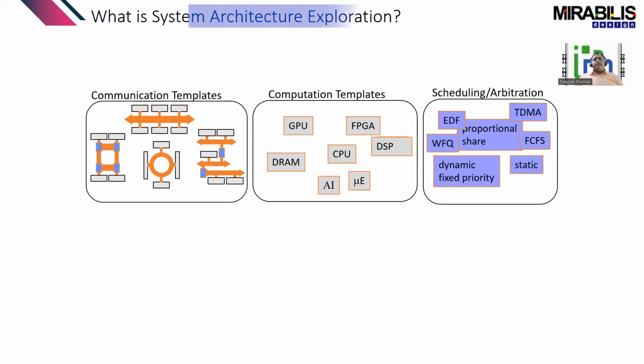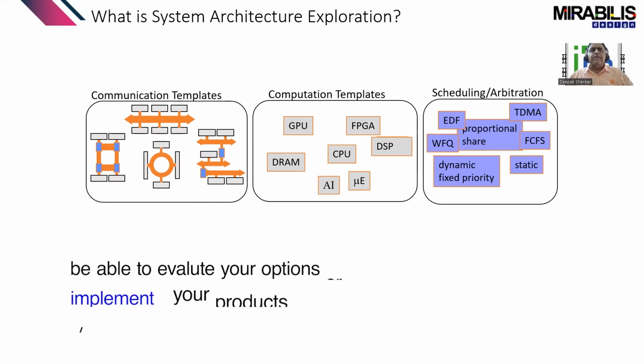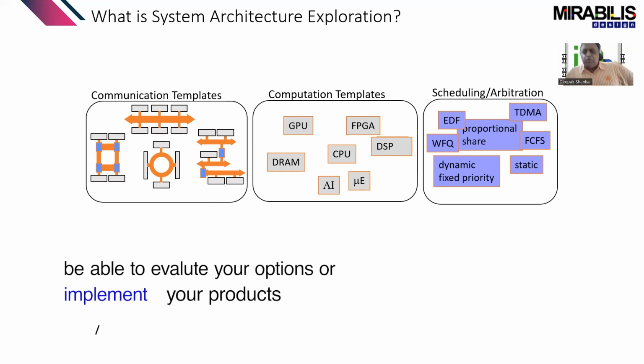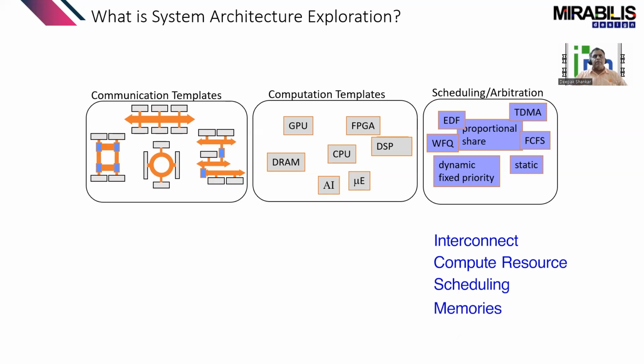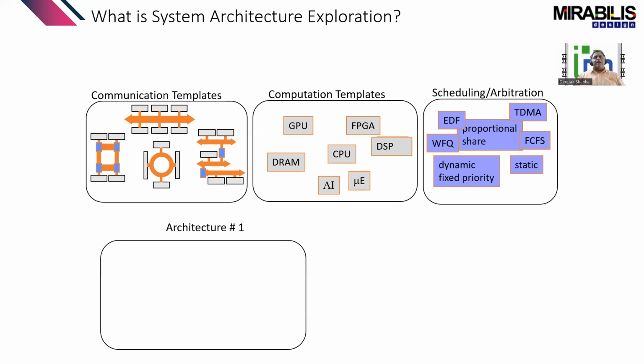What is system architecture exploration? System architecture exploration is the ability for you to evaluate very quickly what your options are, and what the best way is for you to implement your product. So when you look at it, each of these dies could have separate interconnects, separate compute resources, separate scheduling, separate memories, things like that. And what you need to do is consider how you're going to put them all together.